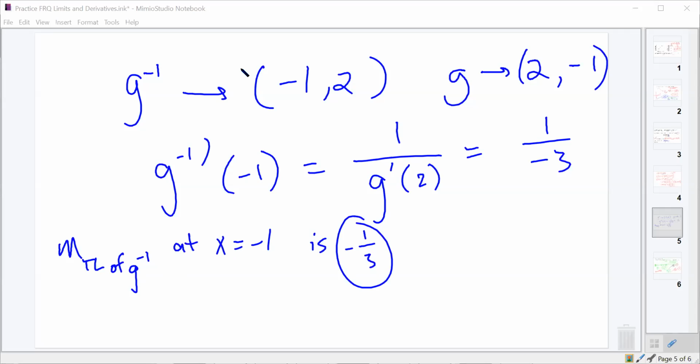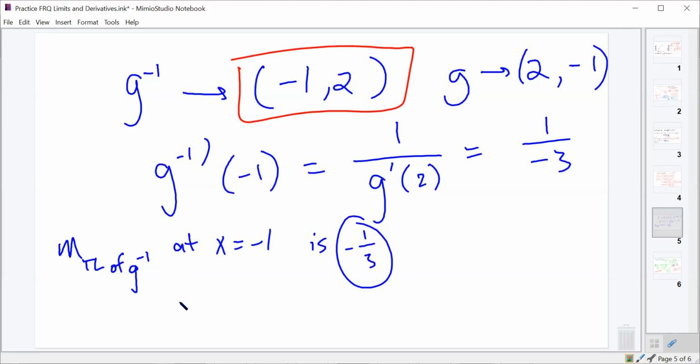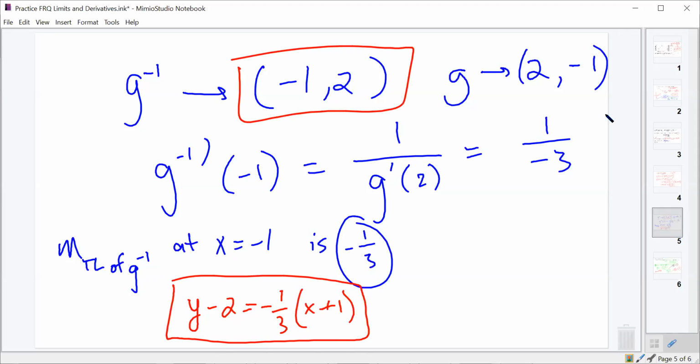(-1, 2). So it should be in point slope form: y minus 2 equals -1/3 times x minus -1, or x plus 1. And you don't need to convert it into slope intercept unless the problem asks you to, and I don't believe it did. So that should be a good answer. Any questions on that?